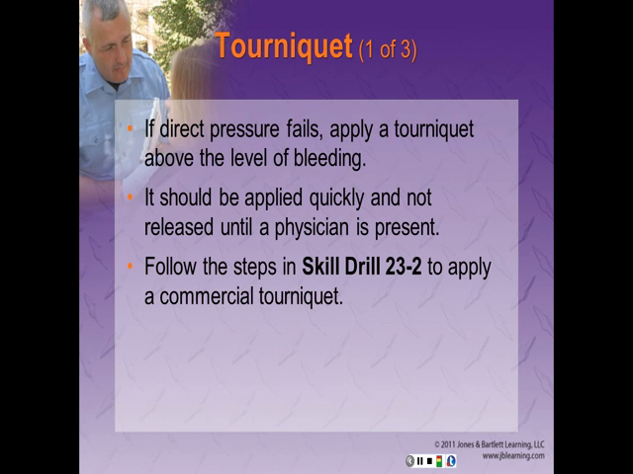If direct pressure fails, apply a tourniquet above the level of bleeding. If a tourniquet is deemed necessary, it should be applied quickly and not released until a physician is present. The tourniquet is useful if a patient has substantial bleeding from an extremity injury below the axilla or groin, and you will follow the steps in Skill Drill 23-2 to apply a commercial tourniquet.